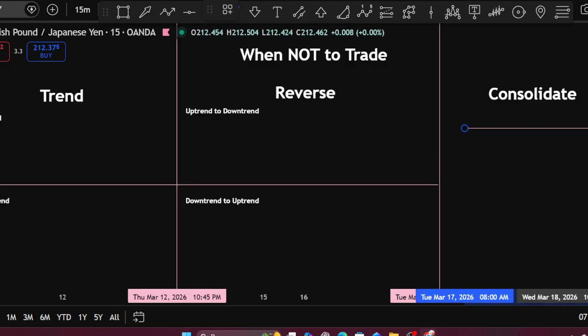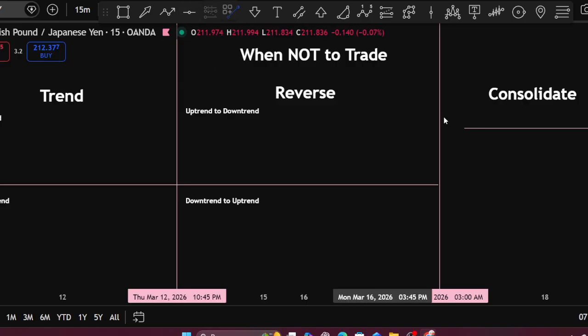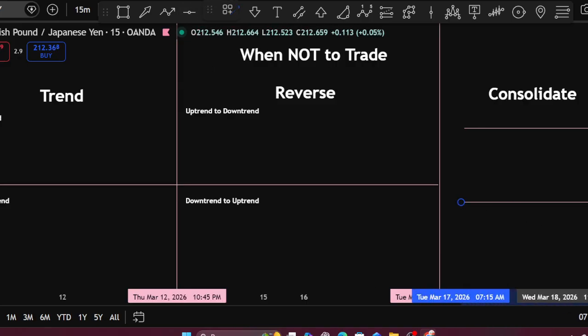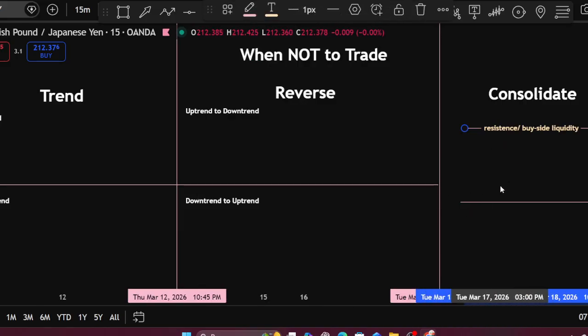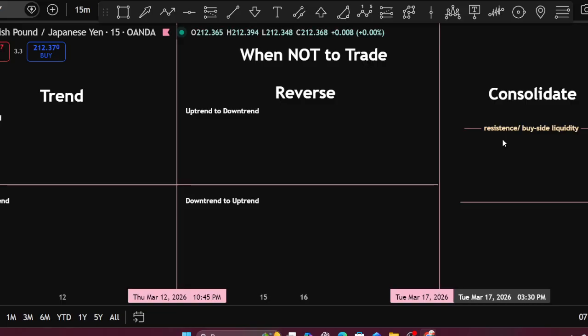With your consolidation, you're basically looking for a resistance line. Here is a vocabulary that institutional people use. They use buy side liquidity. So make sure you learn that vocabulary. It means the same thing: that the market is having trouble going higher, basically, okay?